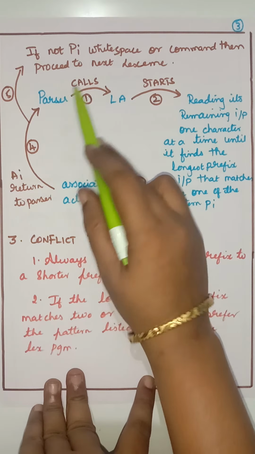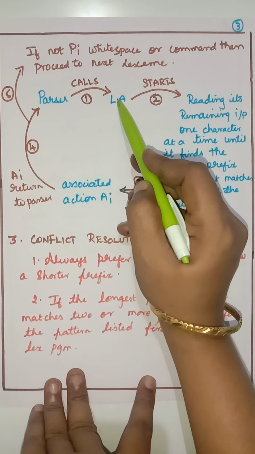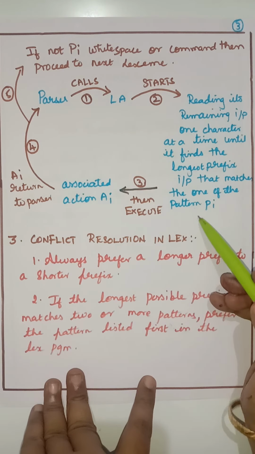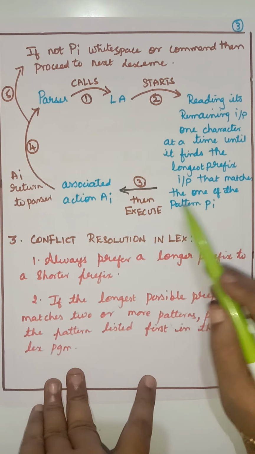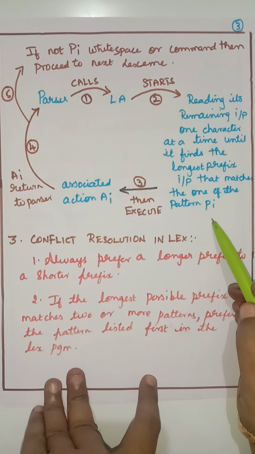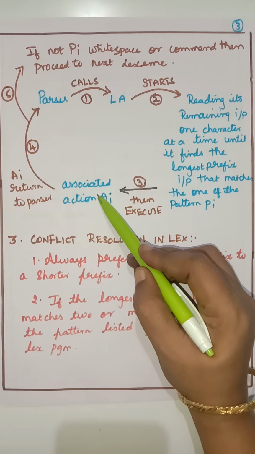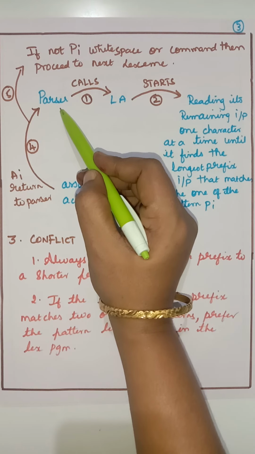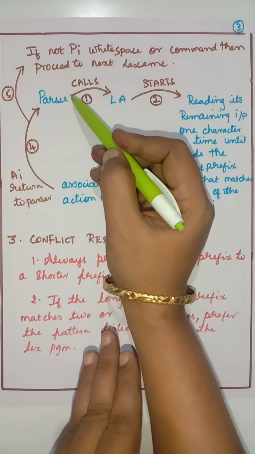Who will call the lexical analyzer? The parser will call the lexical analyzer for tokens. On receiving the call only, the lexical analyzer does all these operations. It matches with the pattern. Once it matches a pattern, it executes the associated action. For the matched rule, it has to take the associated action, and that action's result is returned to the parser. If it finds the pattern, it returns the associated action to the parser.